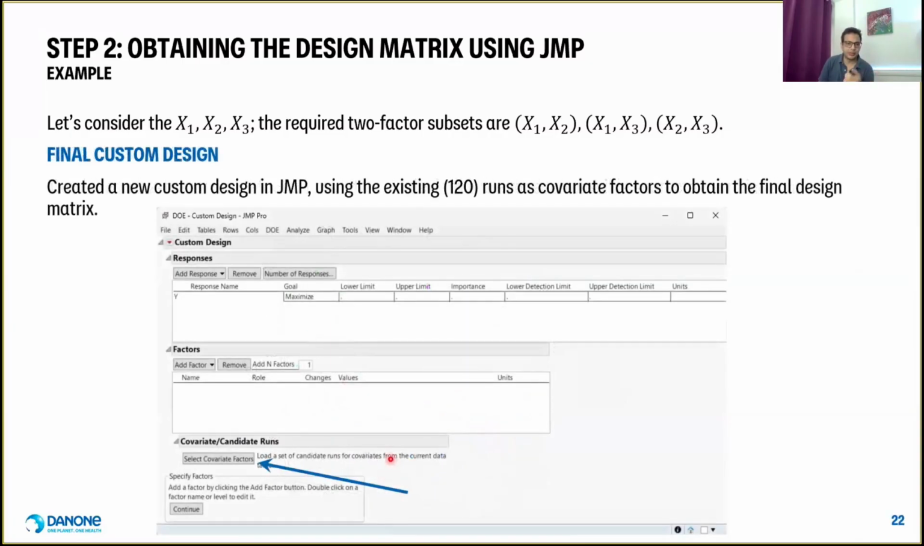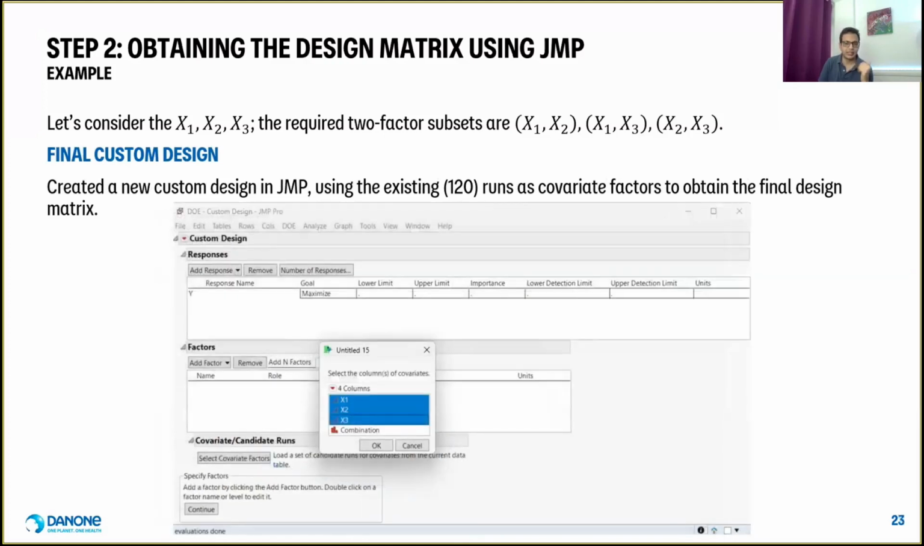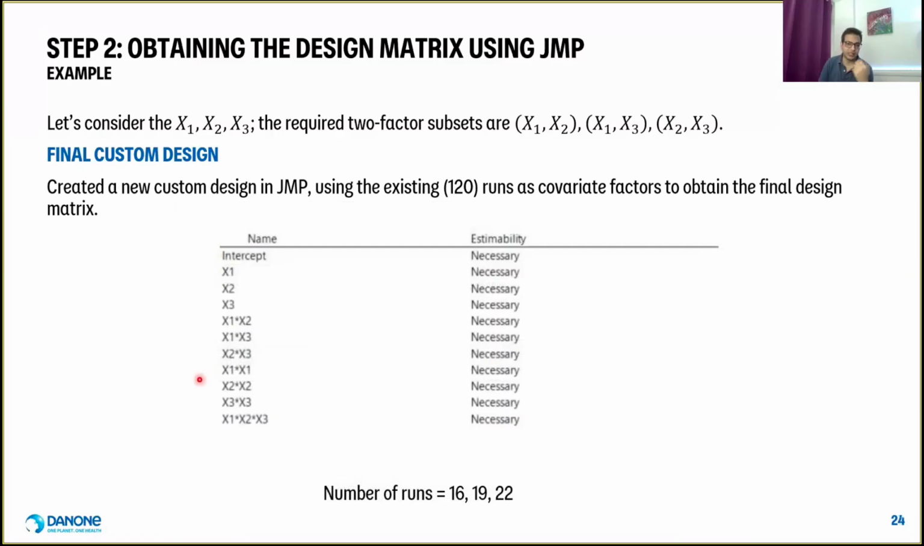Then we can open up our JMP custom design module and select this covariate factor button. We can select all of these three columns in which we have all of these different values. The model that we selected for custom model includes main effects, our quadratic effects, and all of our interaction effects.